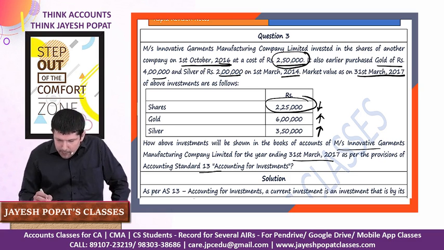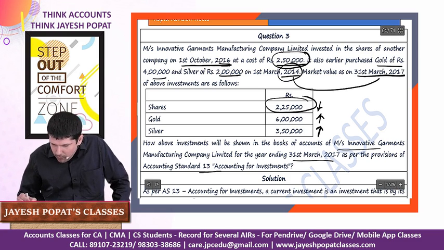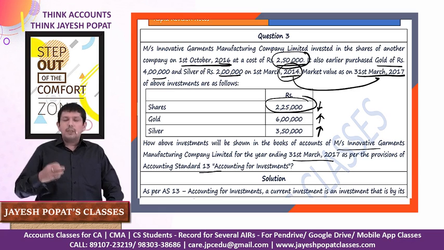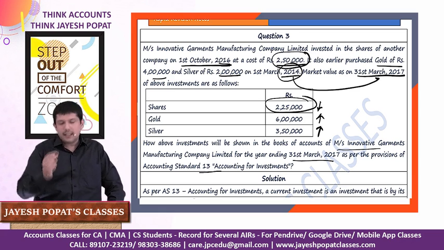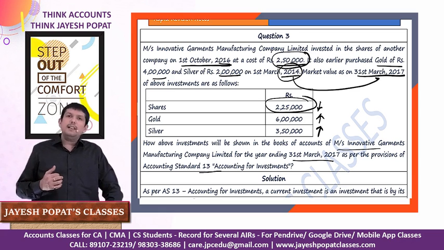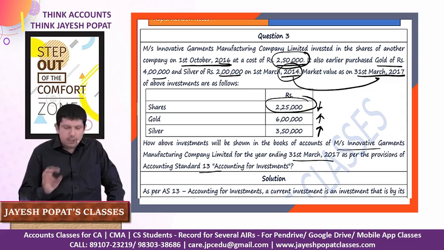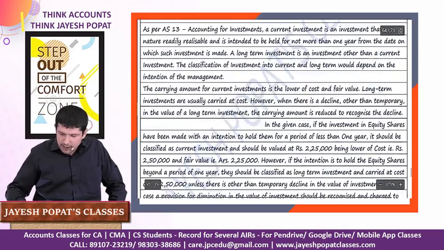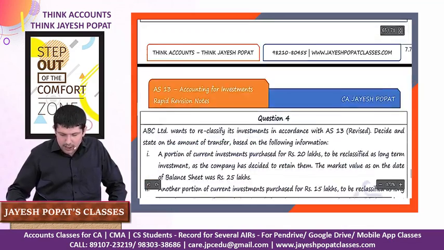Gold and silver have been purchased in 2014 and now we are in 2017, so it is apparent that the investment in gold and silver is on a long-term basis, and also there is no decline in the value of that investment, so these should be carried at cost. So we have drafted the answer. You can read through the answer. We have discussed the facts.